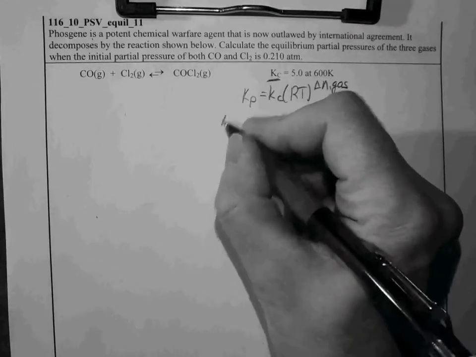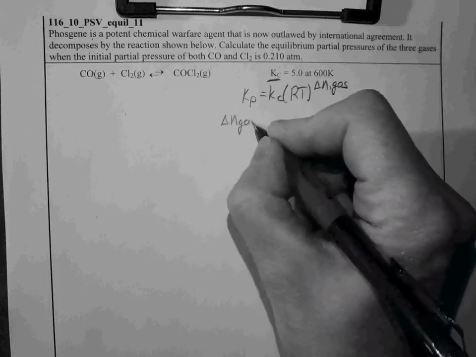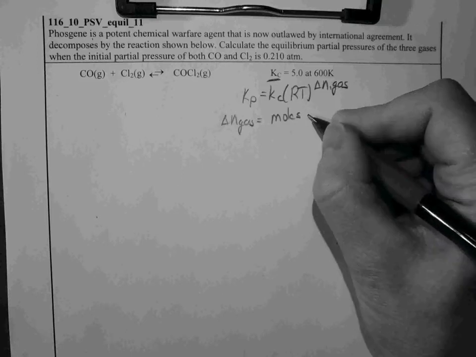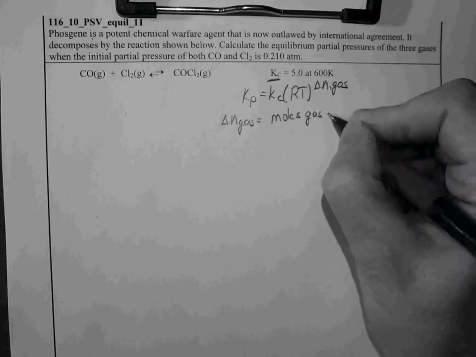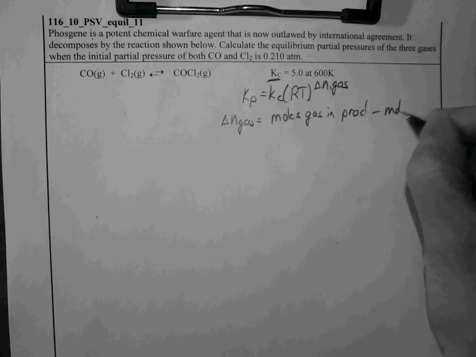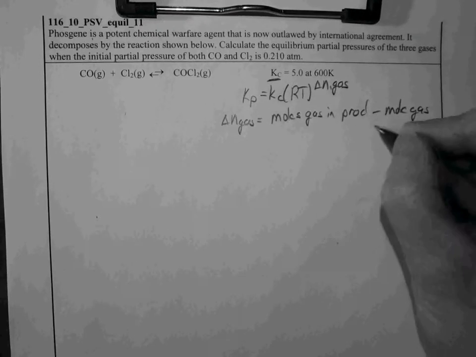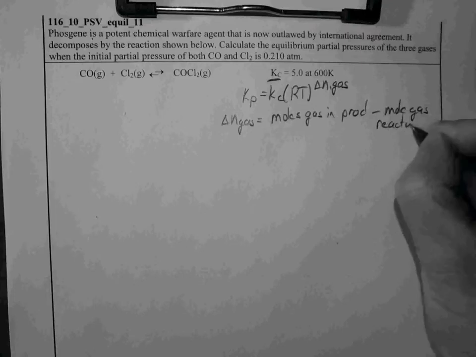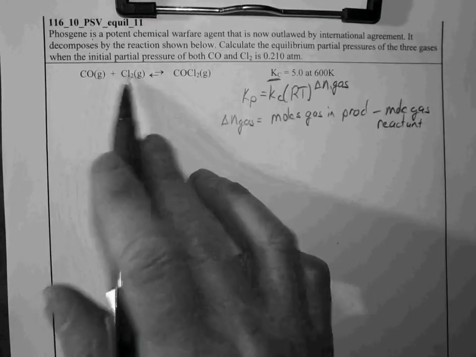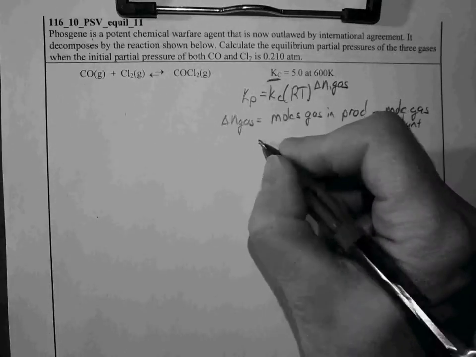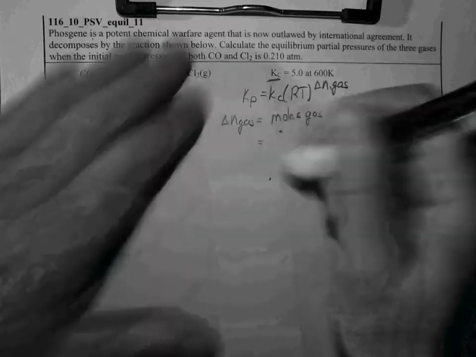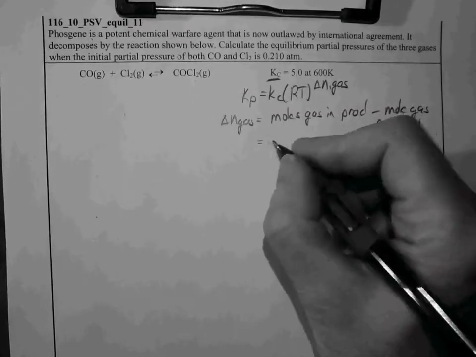Delta N gas is the moles of gas in the products, and then we subtract the moles of gas in the reactants. Product has 1 mole of gas, our reactants have 2 moles. So delta N gas is 1 minus 2, so it's a minus 1.